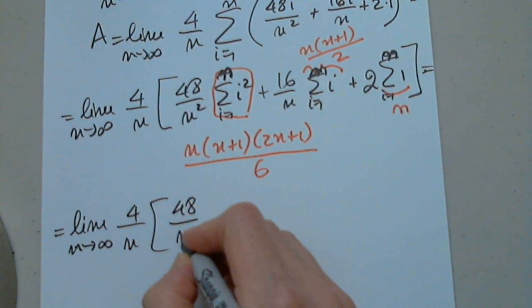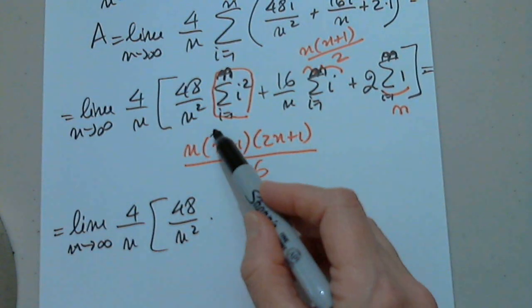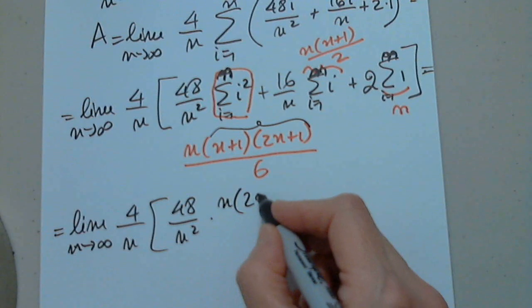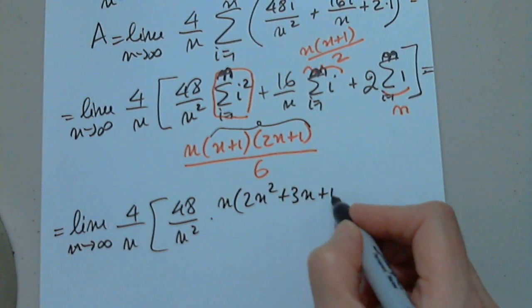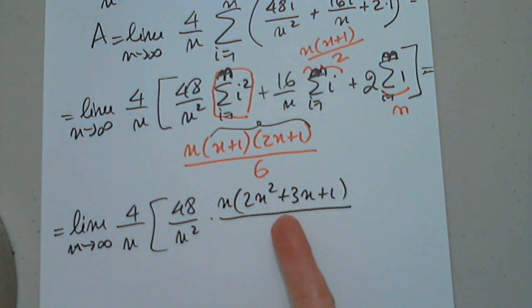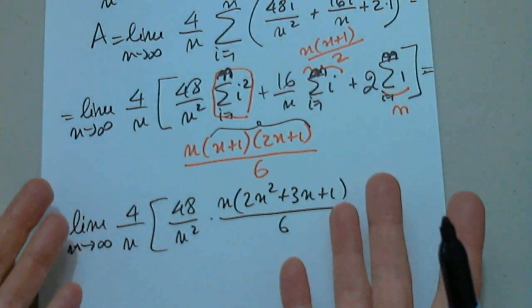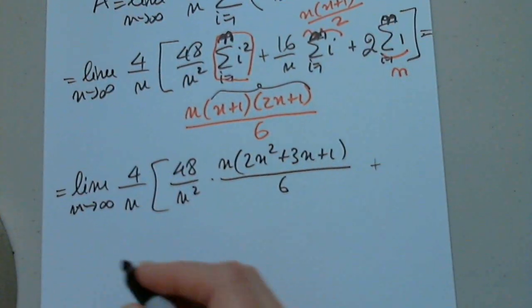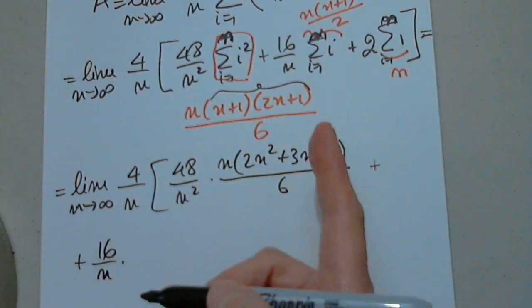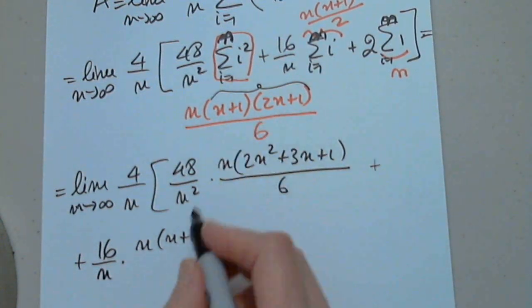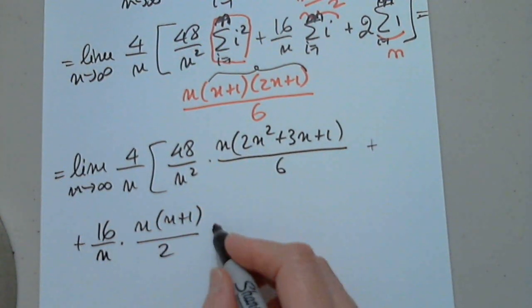So 48 over n squared, and I will always distribute here. It's always easier if you do that. 2n squared plus 3n plus 1. You will never be able to simplify these, so always multiply them. We cut back a little bit on writing because this will be 3 pages long, right? So plus 16 over n times. Don't multiply those, only these two, over 2 and plus 2n.